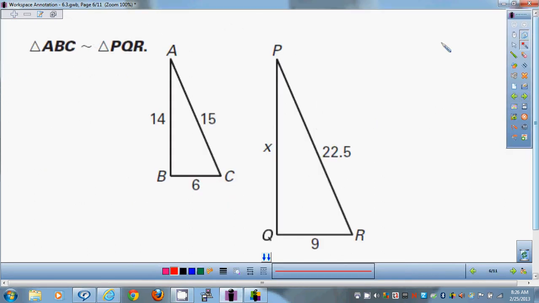And I want you to give me its scale factor. Find X and find the scale factor. Cool. And I want that scale factor reduced. Solve for X.